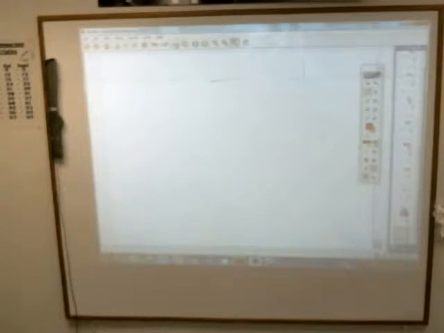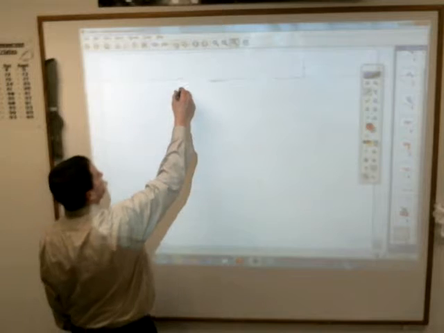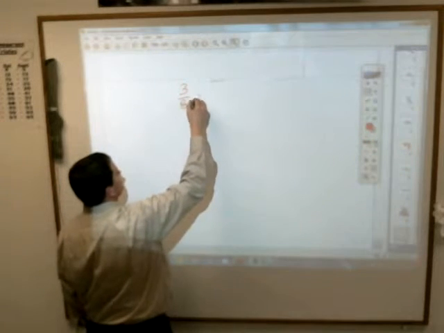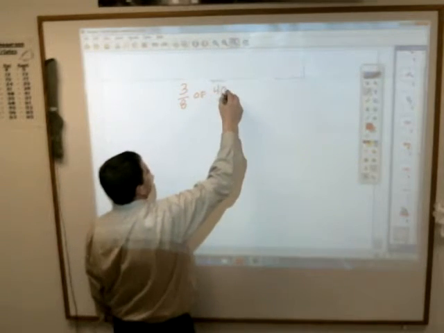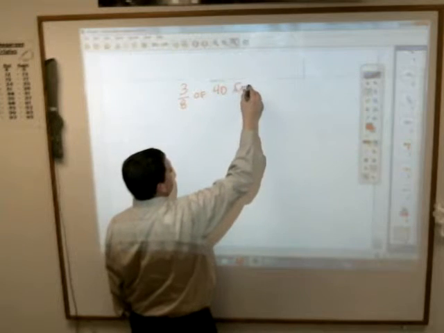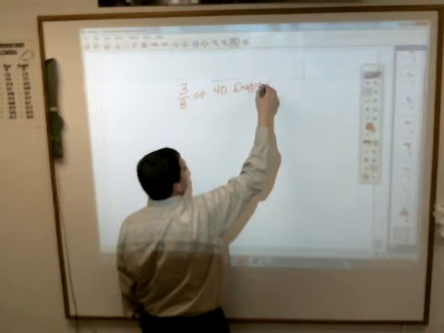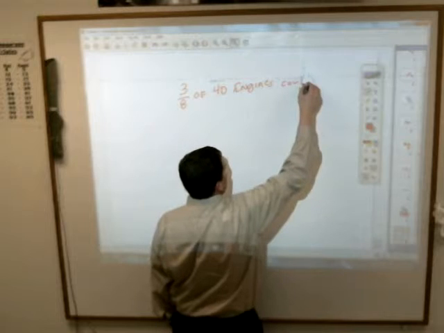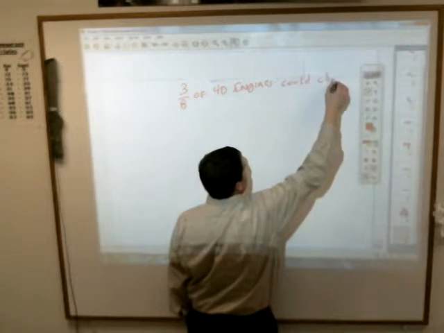How about this? 3/8 of the 40 little engines could climb the hill. I'll just put engines, I don't need the word engines. Could climb the hill?